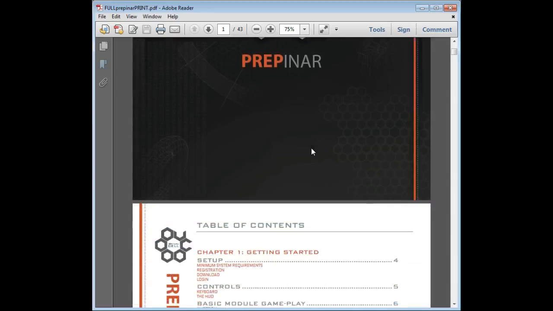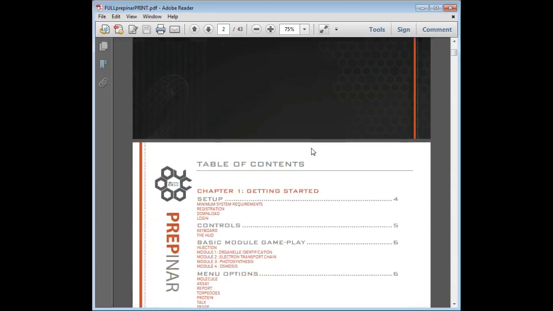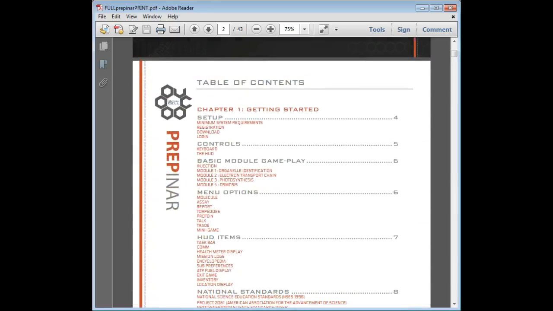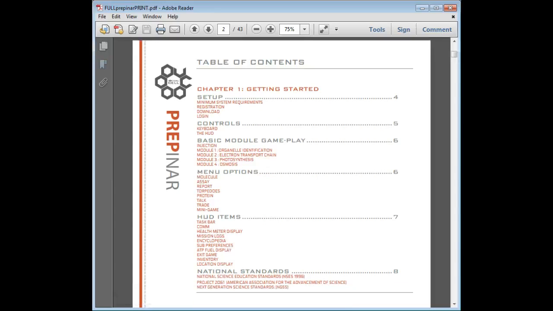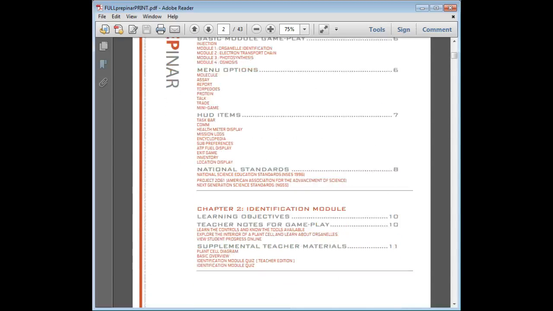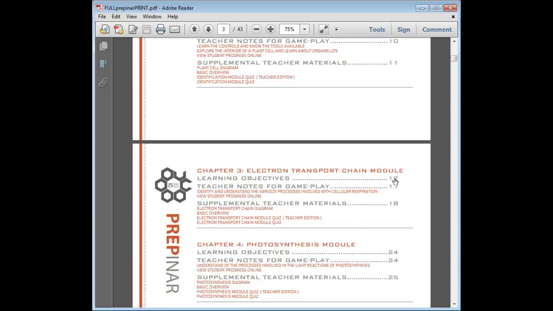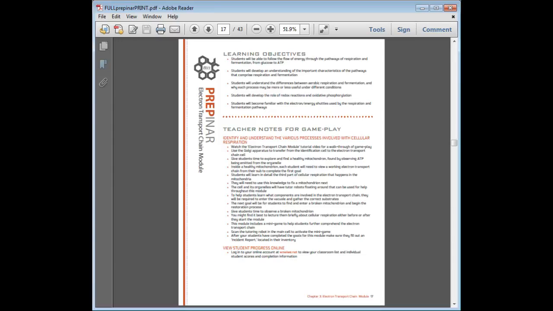So they stay one step ahead of the students and are able to guide them, smooth over any problems in the classroom. This starts with the normal game menu where we identify all of the menu options and the items that we saw in the game, everything on the dashboard, what every button does, and then gets more in depth with the different modules, like this one for the Electron transport chain. So we jump over here. We have a Prepinar for the Electron transport chain module.